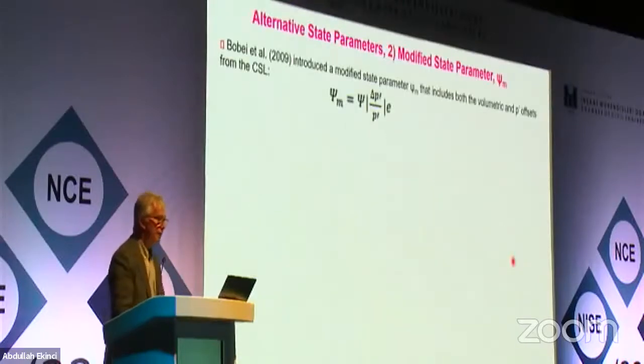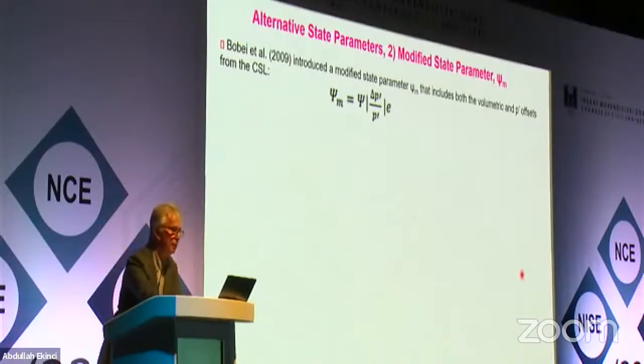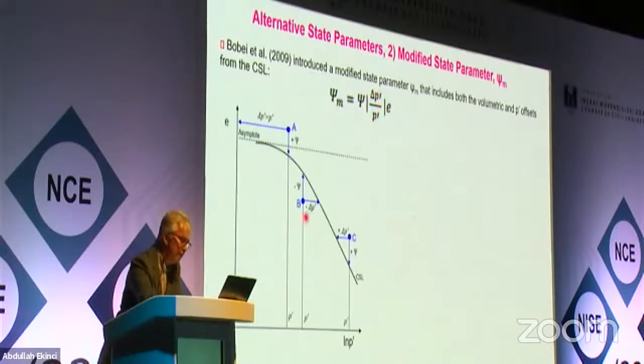So we can look at this modified state parameter psi m. It's coming from Bobei et al., 2009. That's kind of combining a volumetric offset of psi, the state parameter, with a pressure offset, but it's not quite the one I would have used. It's a delta P' at a P', so they're taking initial P' and the change of P' to get to the critical state line. One might be negative, and your state parameter might be positive, but you're taking the absolute value of this thing here. And they throw in the void ratio for good measure.